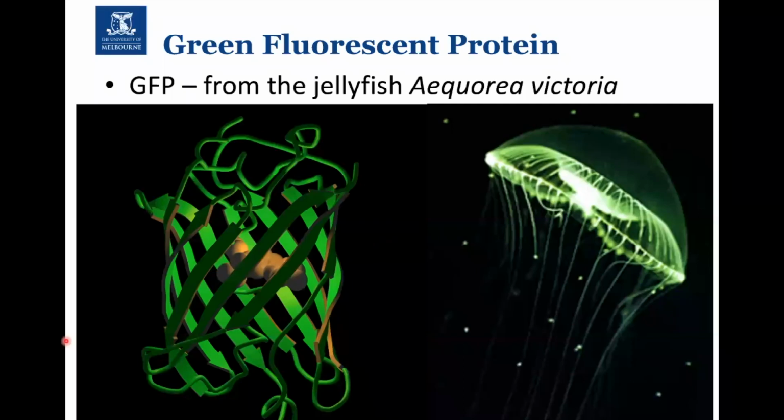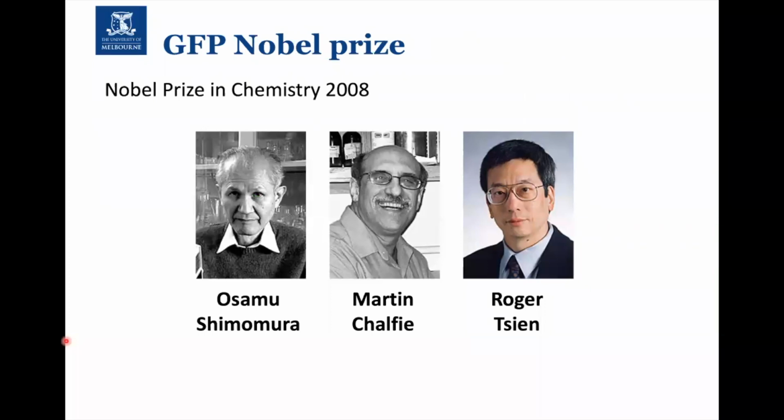Okay, so the first one that hopefully everyone knows about is green fluorescent protein. This originally comes out of a jellyfish. And in 2008, there were three winners who won the Nobel Prize in chemistry for developing the fluorescent protein palette.